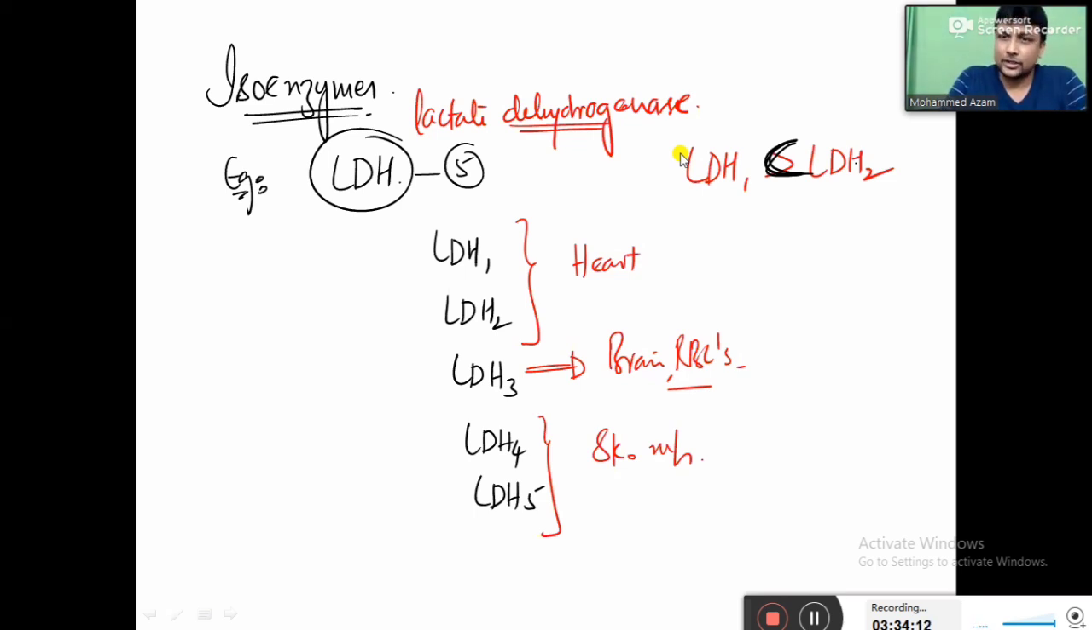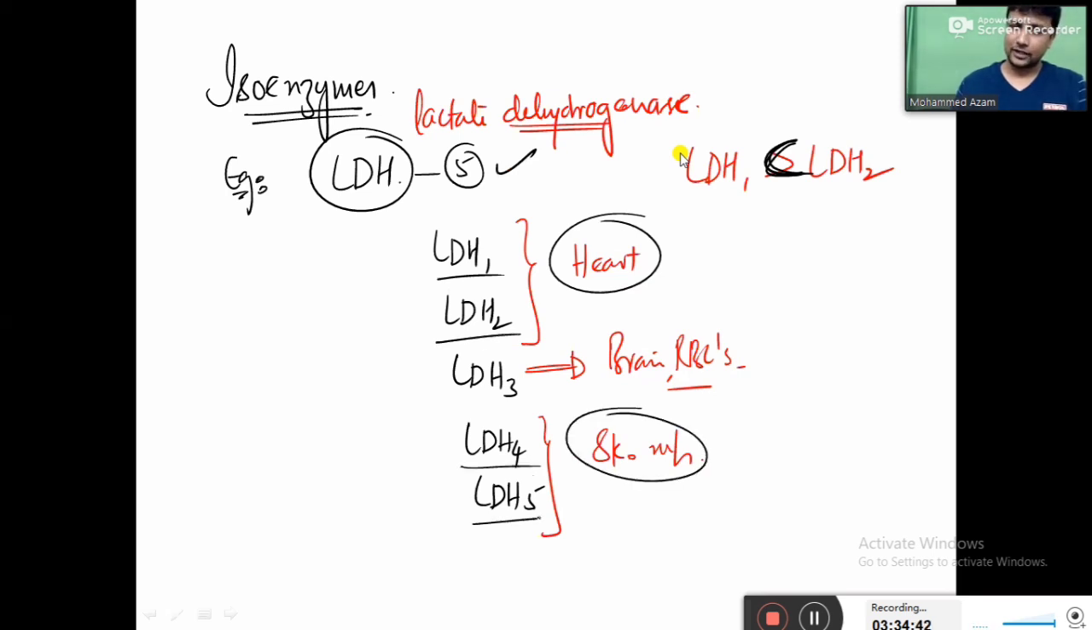LDH2 will be higher, okay? So in MI, LDH2 will be more. Are you getting my point here? That is the reason why the moment someone gets a heart attack, you do a blood test and you see, LDH2 has increased, so this patient has recently had a heart attack. That will be useful for you in your pathology, study that. But in biochemistry, what is my concept here? You have to remember how many isoenzymes? 5 isoenzymes. Heart will have LDH1 and 2, and the skeletal muscles will have LDH4 and 5.